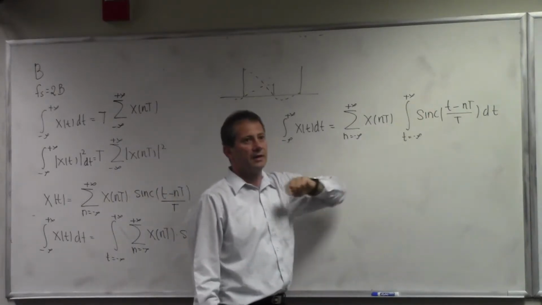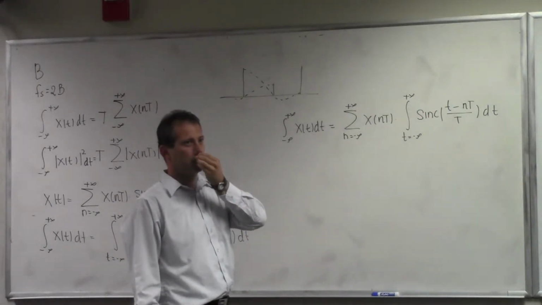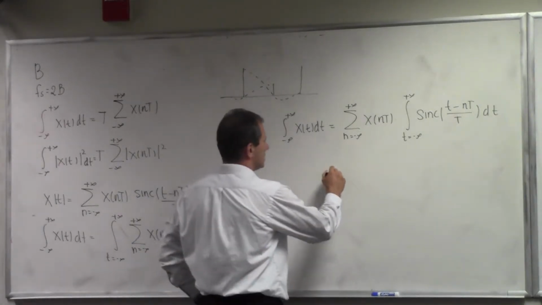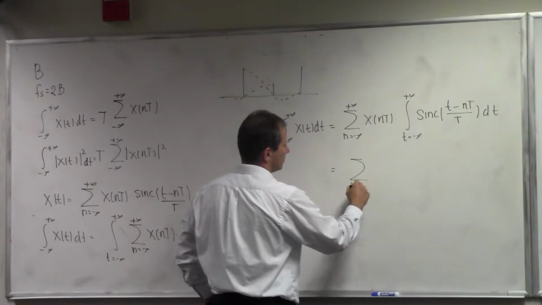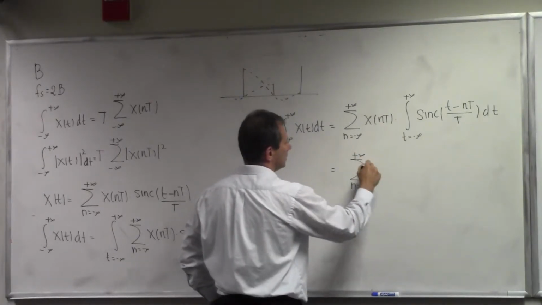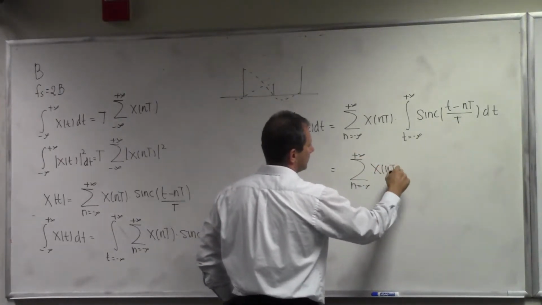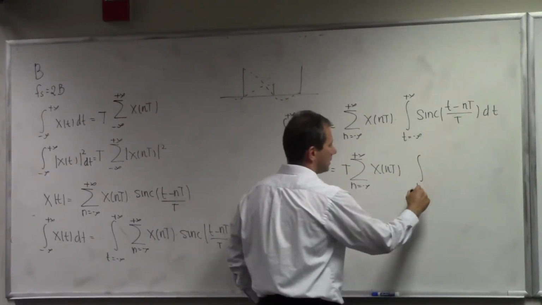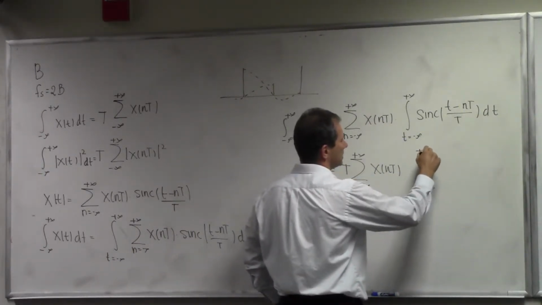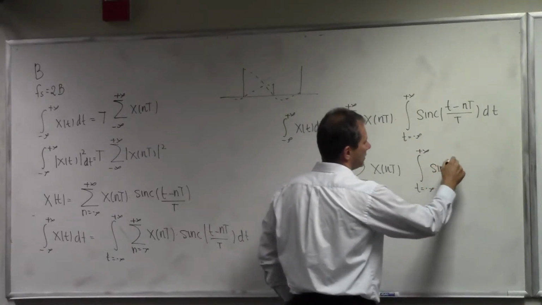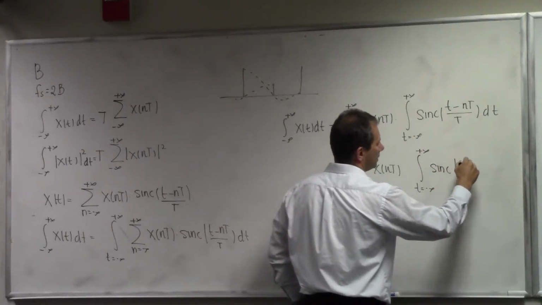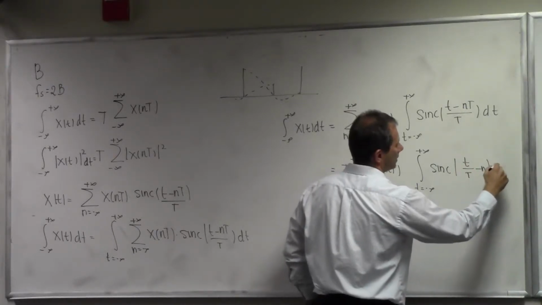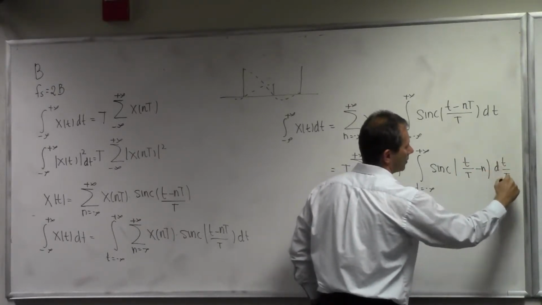This is the area under the sinc, right? How large is the area under the sinc? Well, this is equal to the sum, n from minus infinity to plus infinity, of x of nT. And let me put T here, and then I say the integral when t goes from minus infinity to plus infinity of sinc of (t over T minus n) dt over T.